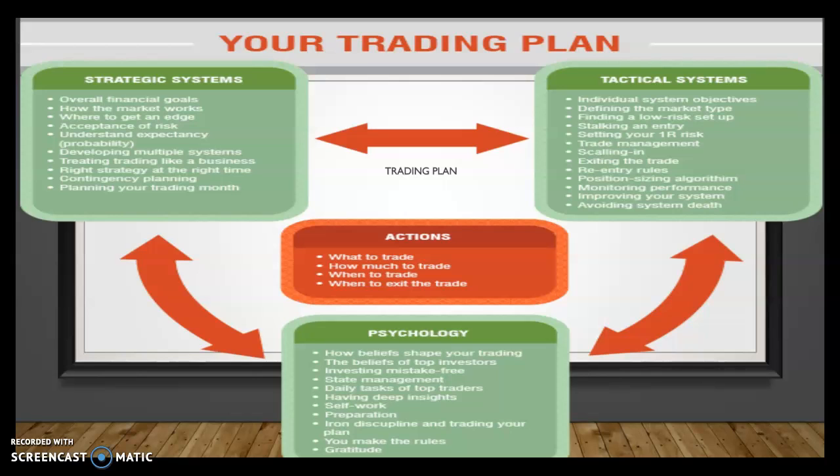Trading like a business is exactly that. Don't count the pips, count the percentage returns over a month. Not today, not tomorrow, but over a month. And so on. So this goes on. Planning your trading month. Know what you want to expect. Tactical systems, individual system objectives. You should know that. Defining the market type. Again, that goes with correlation, doesn't it? Finding a low risk setup. We always do that. Stalking entry. Don't like that word, but that's what we're doing.